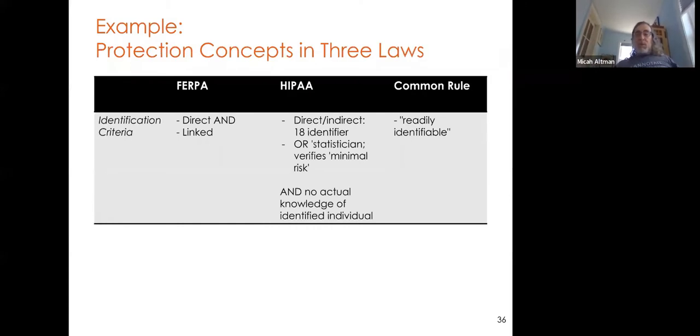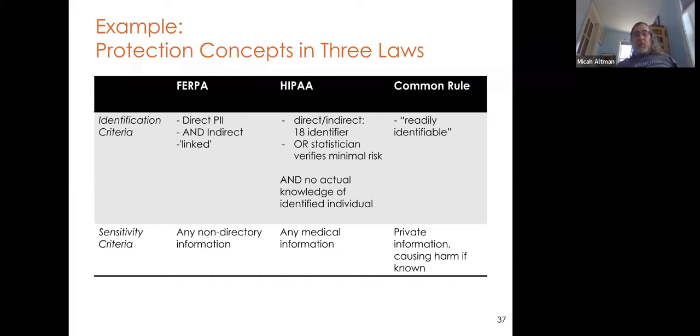And the common rule, which is where a lot of our research and our IRBs come from in the US, has a standard of readily identifiable. They also have concepts of sensitivity. In FERPA, anything that is not defined as directory information is okay. It's not sensitive, so there's no harm, even if it's identifiable. Anything else is sensitive. In HIPAA, it's going to be medical information. And the common rule depends on the harm that you'd expect from the information, how sensitive it is.